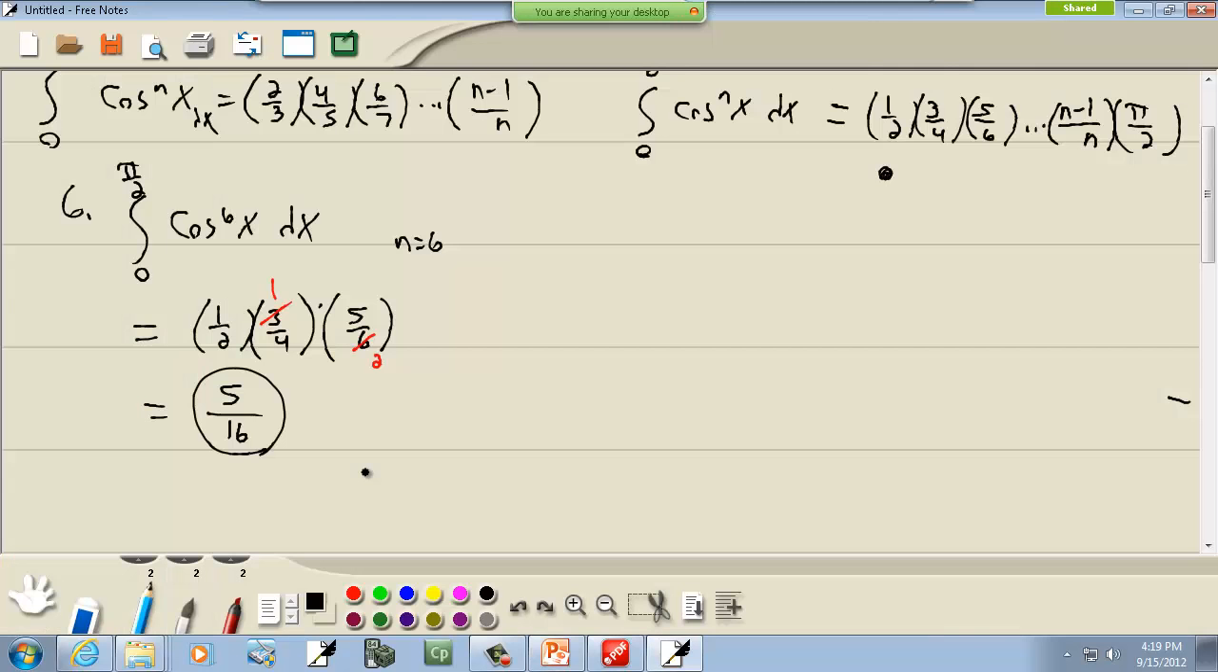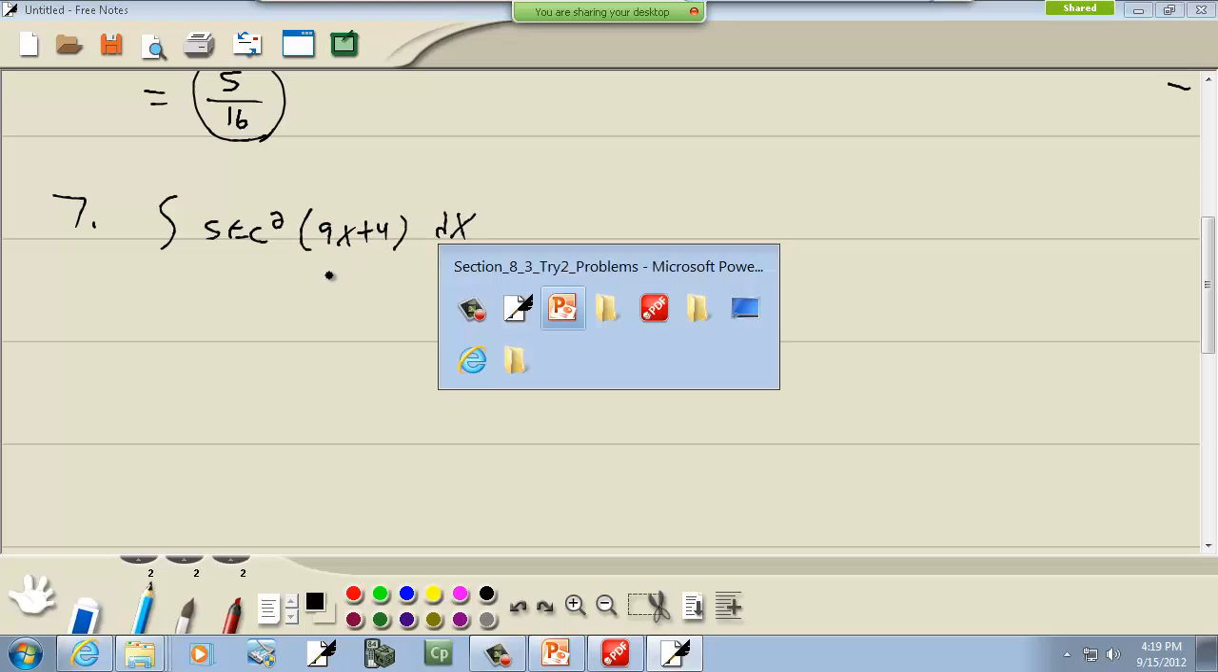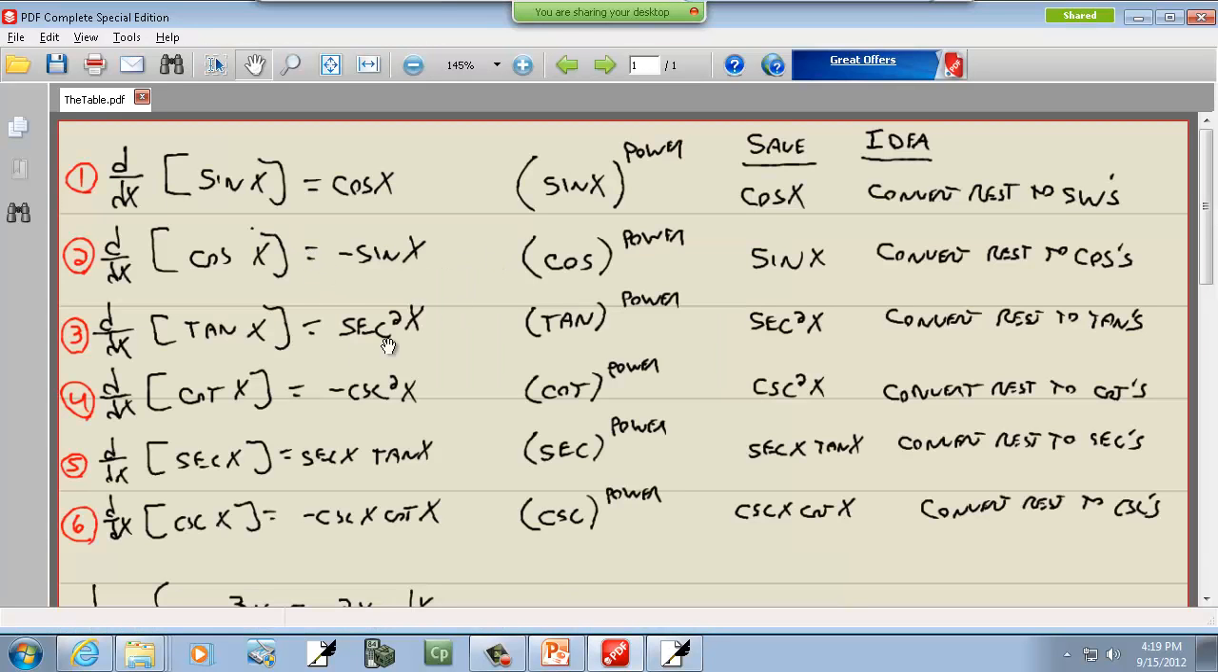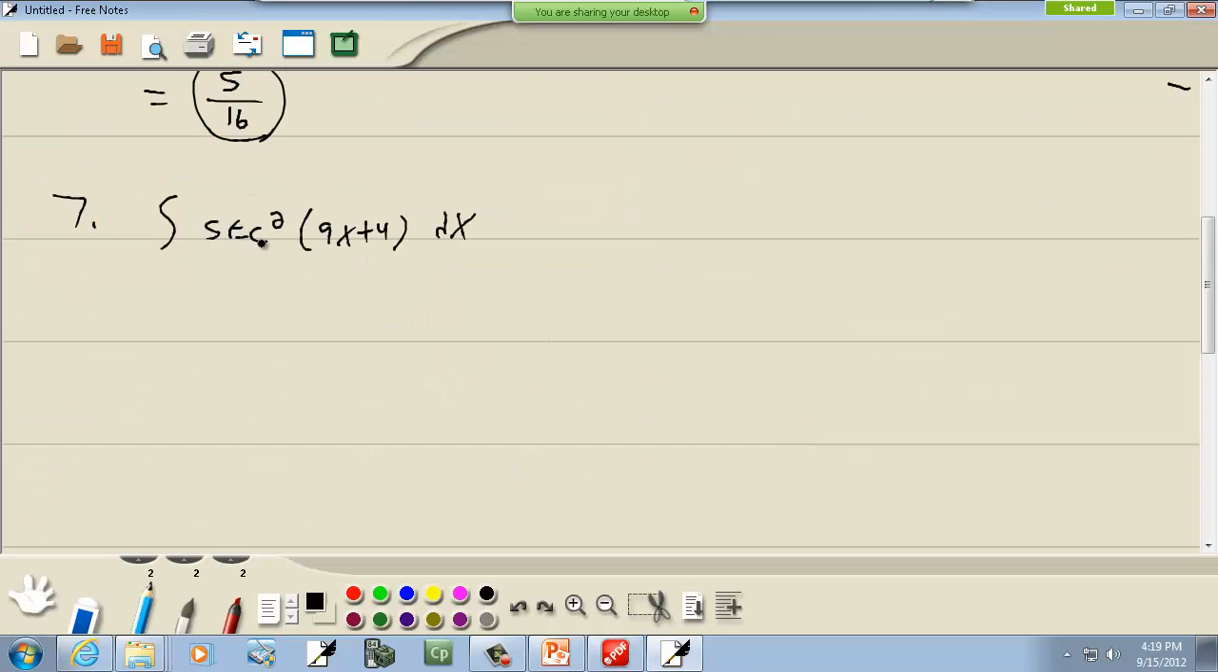Let's take a look at this one. We got the integral of secant squared 9x plus 4 dx. Okay, I come over here and I got secants, so I could save all of them. That wouldn't work very well. This one has a secant in it, but secant tangent, I don't even have any tangents. Actually, this one, even if I saved a secant, I'd be left with secant to the first power, because when you take one of these away from the power, it leaves you one of them. So it doesn't work at all.